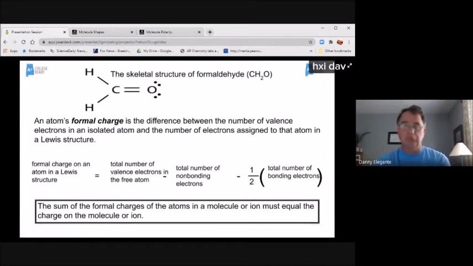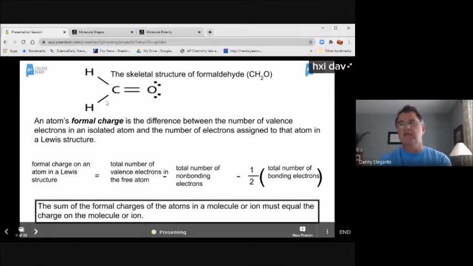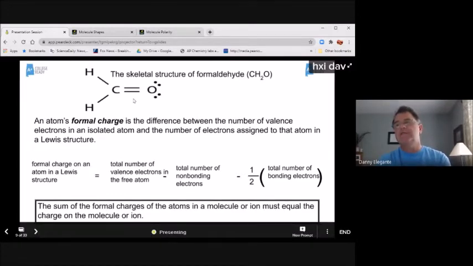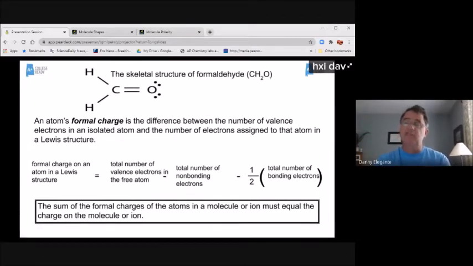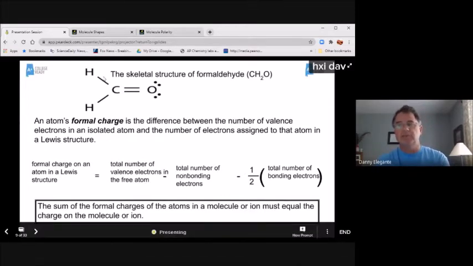So carbon's formal charge would be 4, number of valence electrons, minus 0 lone pairs, minus 2, 4, 6, 8. There's 8 electrons totally being bonded. Because remember, every single bond is 2 electrons and every double bond is 4 electrons. So 2 plus 2 plus 4 is 8. So we go back to valence electrons 4 minus 0 in lone pairs minus half of 8 is 4. So 4 minus 4 is 0. So carbon would have a formal charge of 0.